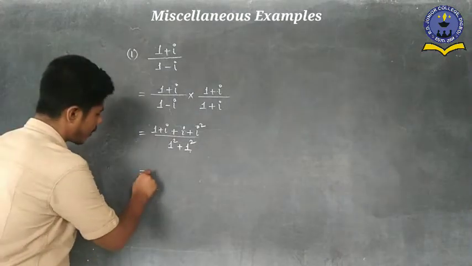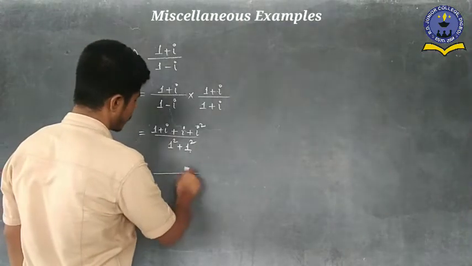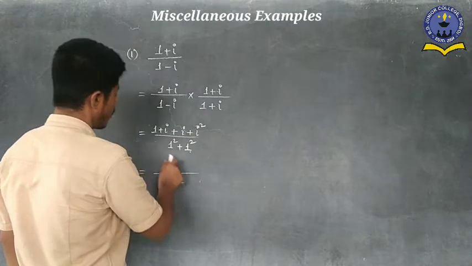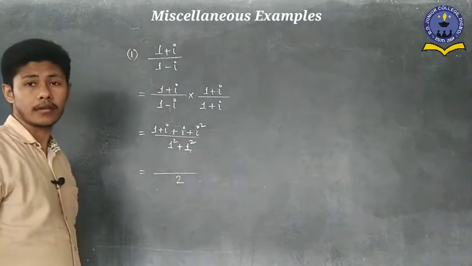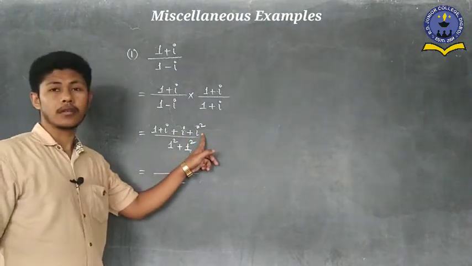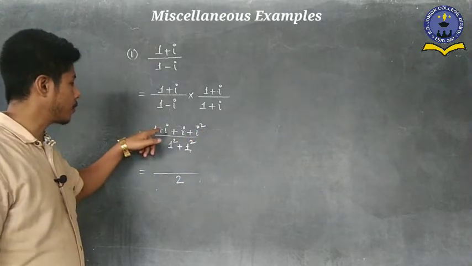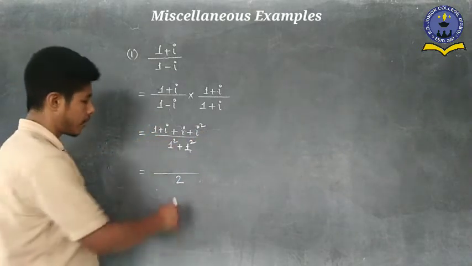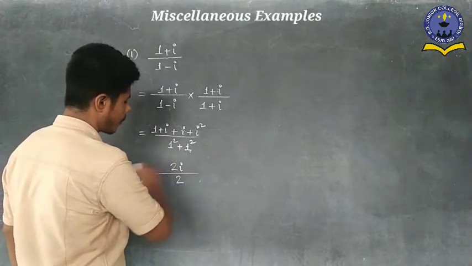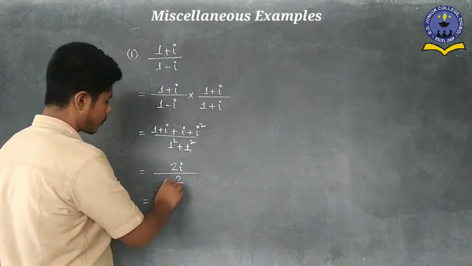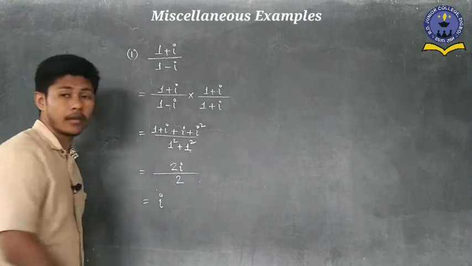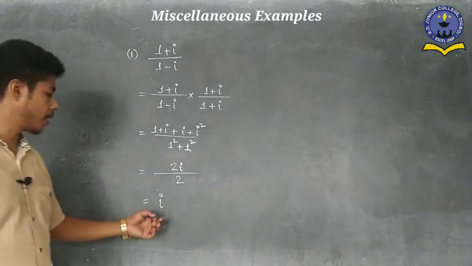Ultimately, 1 plus 1 is 2. Here i square means minus 1, so minus 1 plus 1 we can easily cancel. What will remain here? i plus i, twice i. So we simply get twice i. The 2 cancels, so simply i remains. You see only i remains here.